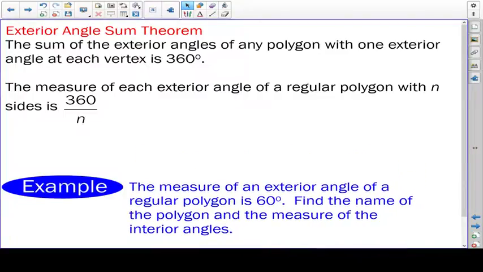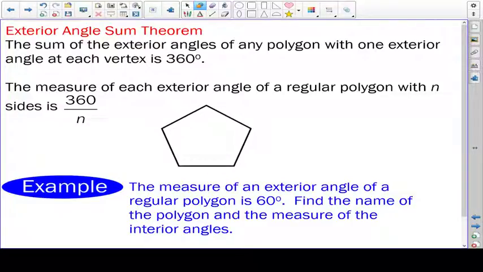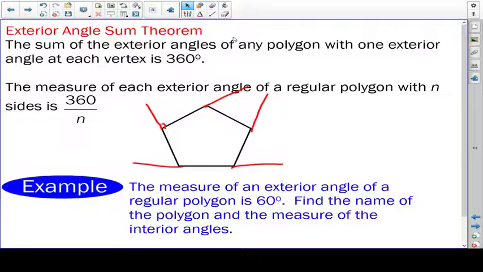Well, what it means is, let's say I have a pentagon. Not quite a regular pentagon, but just bear with me. I'm going to draw, continue. Okay. This angle, this angle, this angle, this angle, and this angle are all exterior angles.